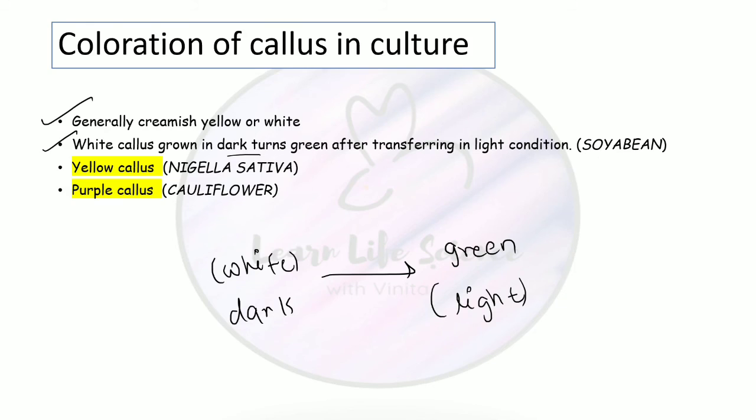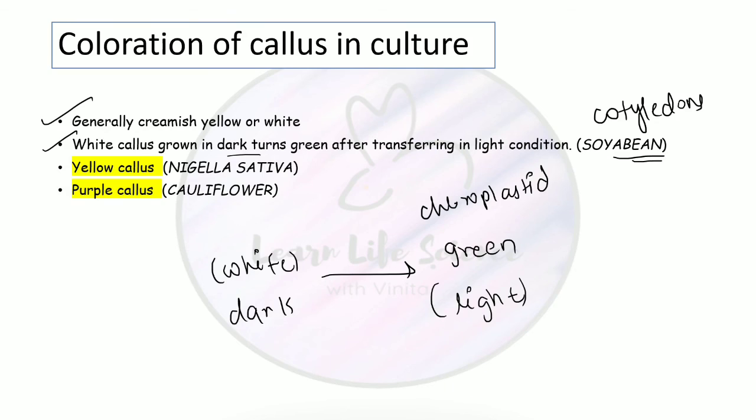In the case of soybean, you will first observe white callus if you incubate the culture in dark conditions, but when you transfer it to light conditions, you will see the coloration change from white to green. The green color develops due to the development of chloroplastids in the cells of callus tissue. For example, in soybean, when cotyledons are taken as an explant for callus induction, these results were observed.